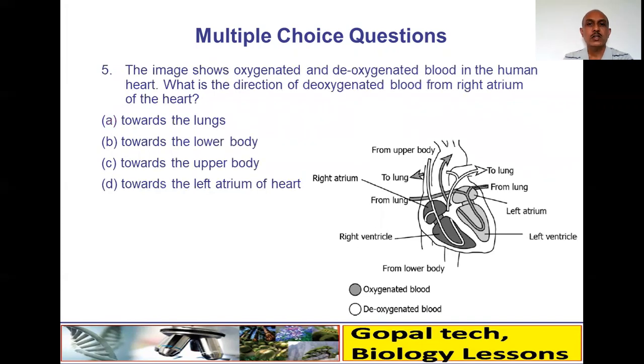Next question. The image shows oxygenated and deoxygenated blood in the human heart. What is the direction of deoxygenated blood from the right atrium of the heart? Now find out where the right atrium is, and you can see these arrow marks. From the arrow mark, you identify which is the correct direction. So the correct answer is towards the lungs.